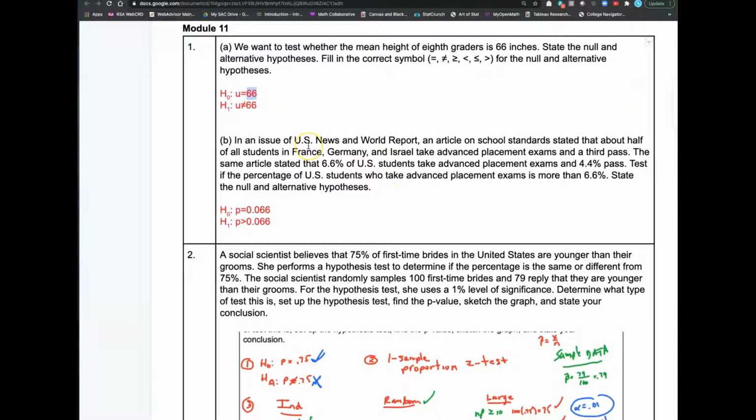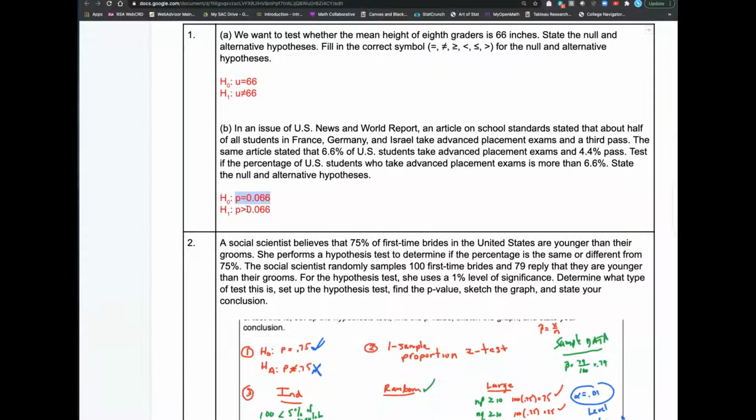So in these values here, we have to pick the right inequality symbols for the alternative. You'll see H1 or HA. So we're saying that it is equal to 66, so the alternative would be not equal to. And in this case, test if the percentage of students who took it is more than, so that becomes the alternative. And the null hypothesis always equals, even though technically the null would be equal to or less than. But for our process, we state equals within that.